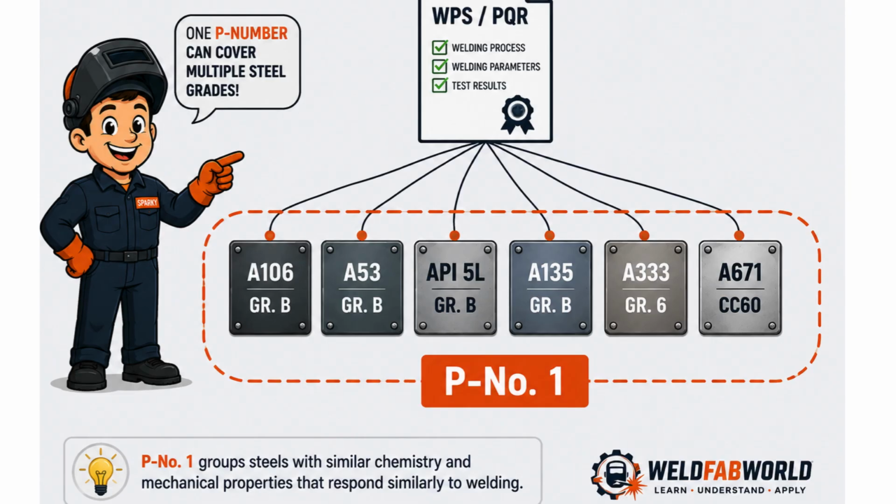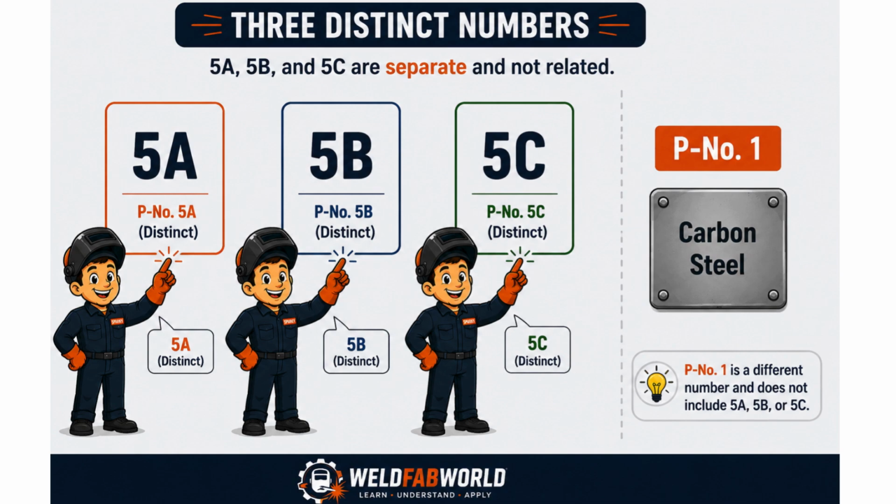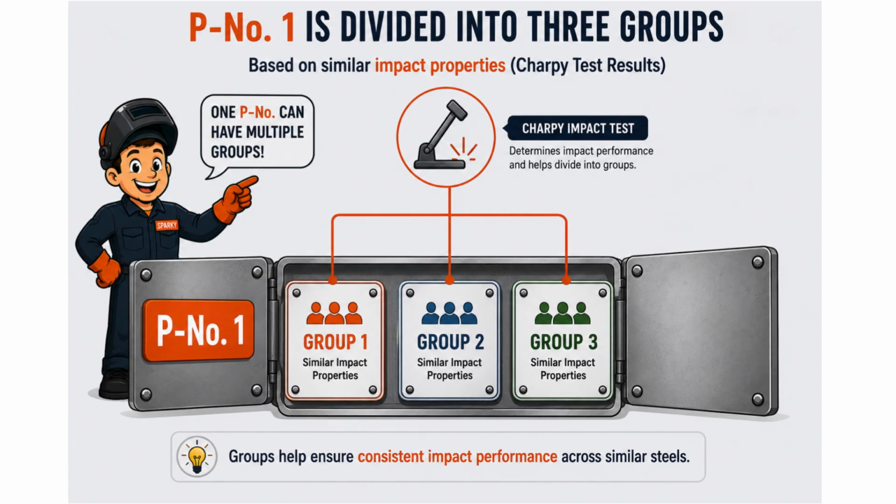That's the entire point. Here's a wrinkle that trips people up. P numbers use letter suffixes like 5A, 5B, and 5C, and each one is its own completely separate P number, not a sublevel of P number 5. A WPS qualified on 5A doesn't automatically cover 5B. For a simple, familiar example, ordinary carbon steel generally falls under P number 1. There's also a second, finer layer, group numbers.